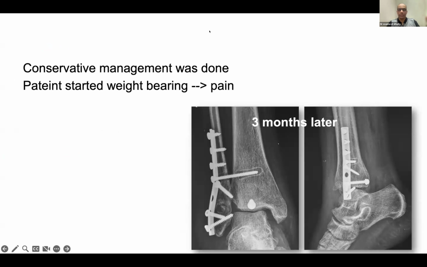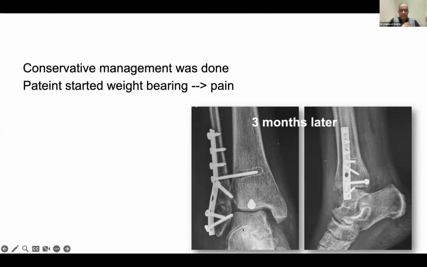And here is the X-ray of the patient after 3 months. Now, anyone would like to comment about this case at 3 months? What's your comment about the medial clear space? Yes, it is open. Okay. What about the fibular length? Yeah, we have a shortened fibula. If we make the Dime sign, we will find a shortened fibula.